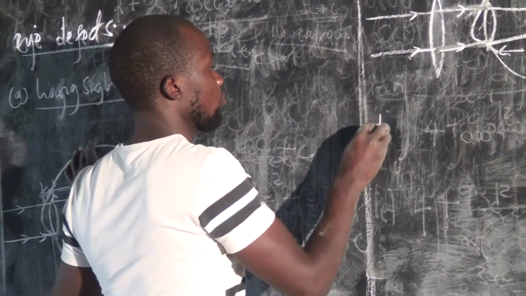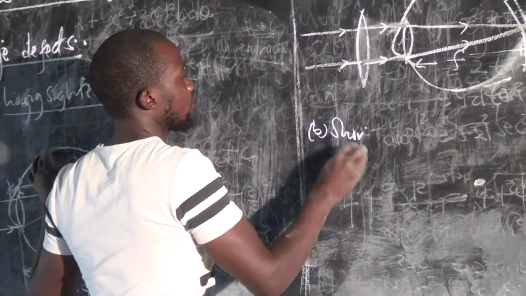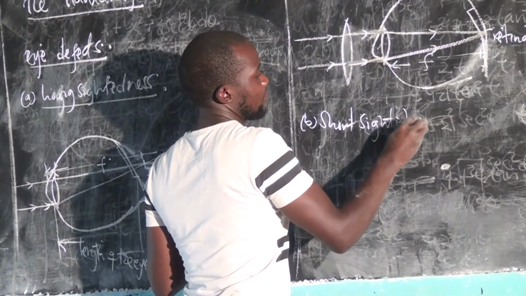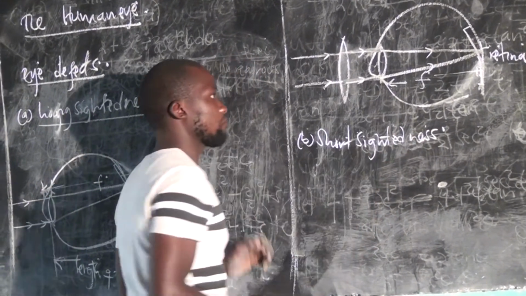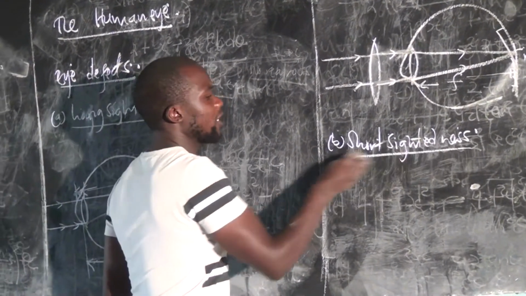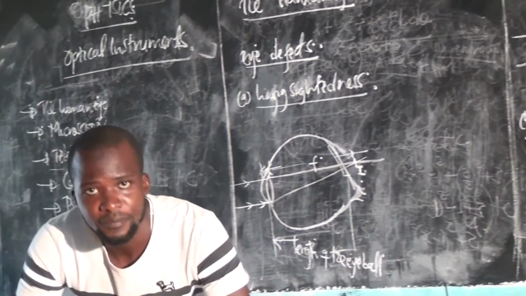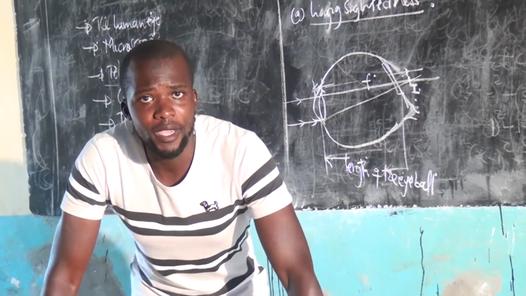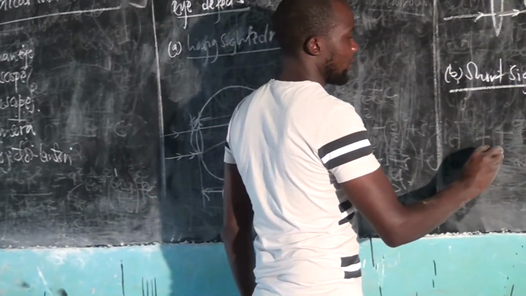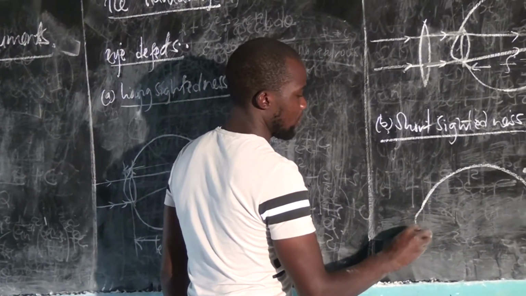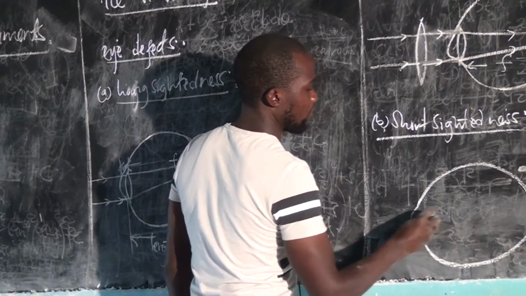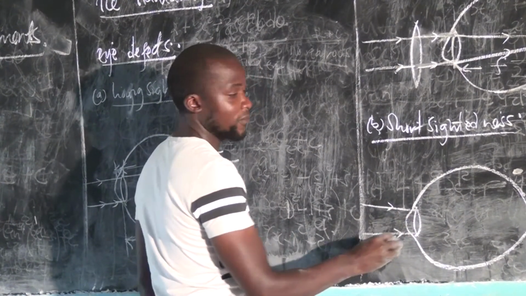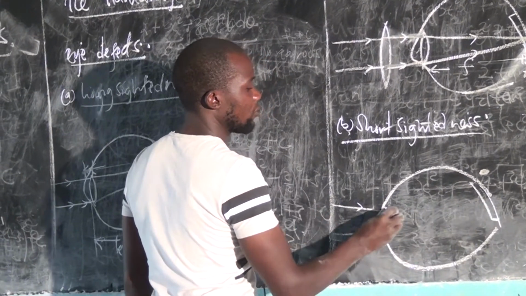Let me talk about short-sightedness. A short-sighted person can only view things that are very near, and those that are very far, that person cannot see. Why? It is because this time around, from this other diagram, if I just correct light from infinity, like that, the image does not reach the retina.